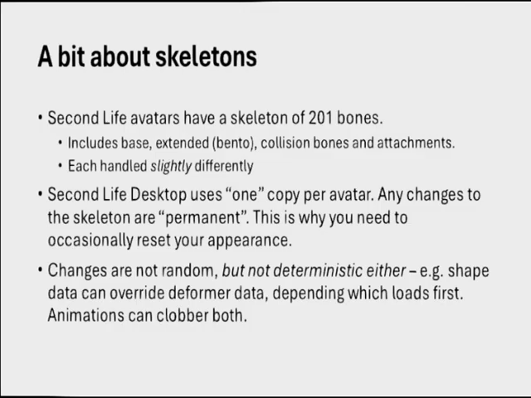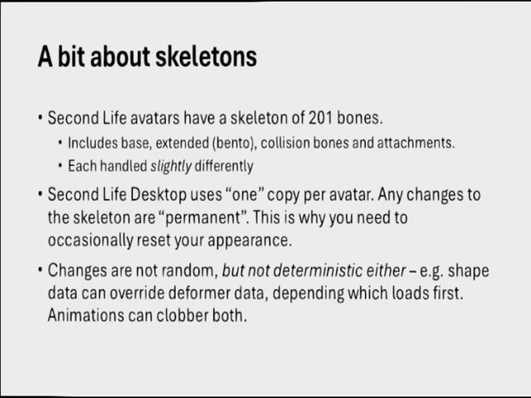There's still probably a few more to go, but we've definitely cracked the back on the majority of those quirks. But there are some differences in how mobile works and how the desktop viewer works. One of the key ones is that the Second Life desktop really only has one copy of the bone structure per avatar. This is quite different to how mobile does it, and it also causes some problems that we have to try and work around. The biggest issue is that because there's only one copy of it, any changes that are made to your avatar skeleton are permanent, at least for that session.